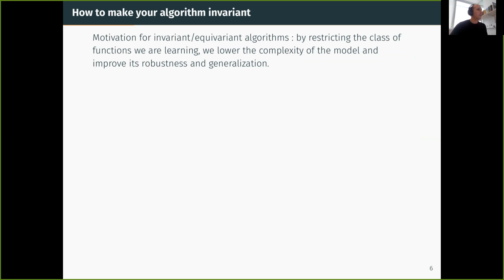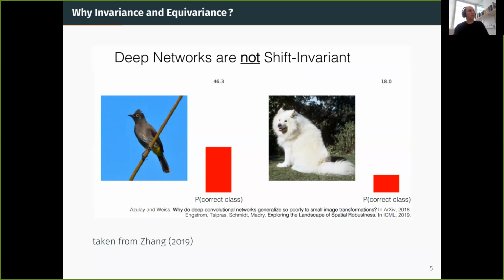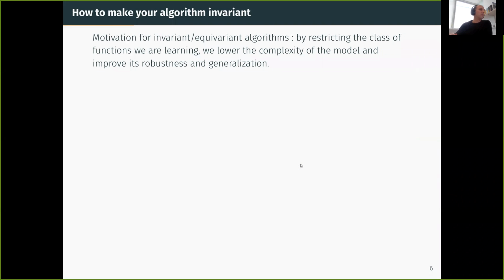So the general motivation: of course, this would not happen if you had an architecture invariant with respect to translation, because if you have invariance with respect to translation, you will output the same prediction whatever translation you make on the original image. So this is one of the motivations to make your algorithm invariant. The intuition is relatively simple. You will restrict the class of functions you are learning. Namely, in this case, you only consider functions which are invariant with respect to translation. So you will lower the complexity of your model, and if you lower the complexity of the model, you should naturally improve robustness and generalization.